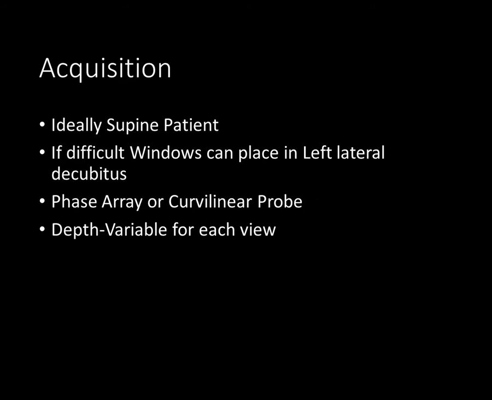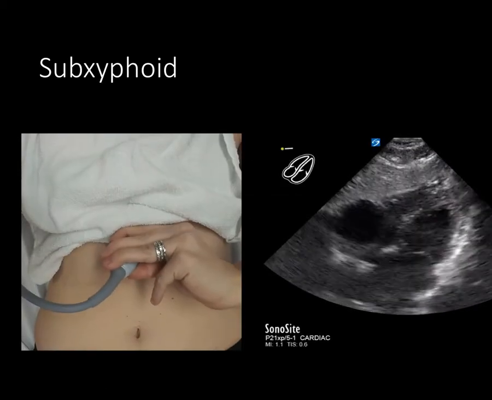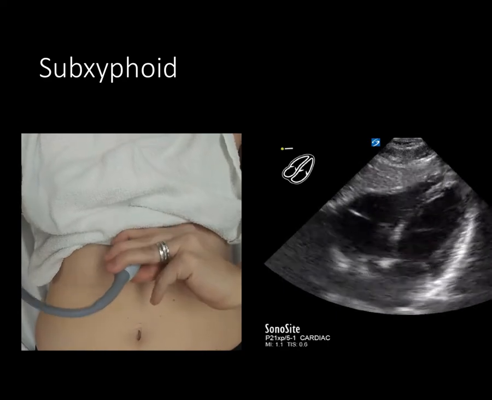For acquisition, ideally the patient will be as supine as they can tolerate. However, if they have difficult windows or are unable to lay flat, occasionally this exam can be enhanced by placing the patient in the left lateral decubitus position, bringing the heart closer to the chest wall. Phased array and curvilinear are optional probes for this exam. However, the curvilinear has a much more challenging footprint that makes it difficult to get between the rib spaces and acquire good views. First, we will start with the subxiphoid view.